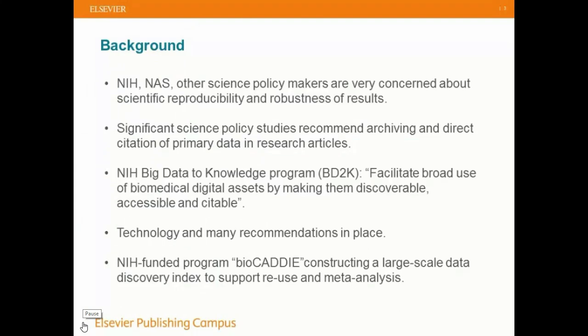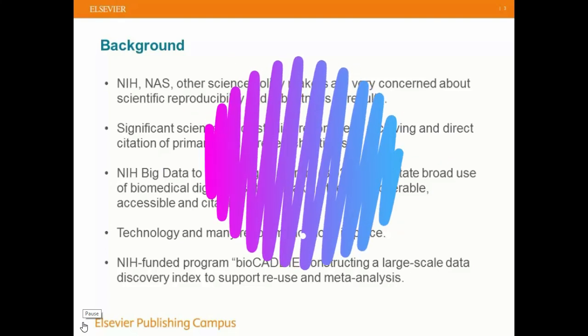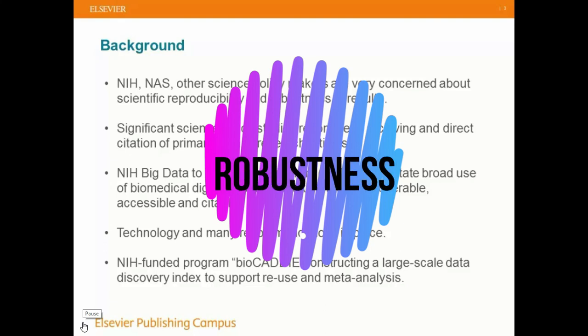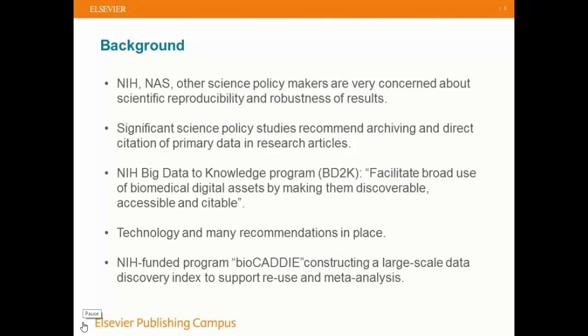NIH, the National Academy of Sciences in the U.S., and other science policymakers, not just in the U.S. but, for example, the Royal Society in Great Britain and comparable institutions in the Netherlands and so forth, have been very concerned over the recent period about scientific reproducibility and robustness of results. You may have heard these reflected in discussions about false positives in the literature, increasing rates of article retractions, big data and data reuse, and so forth. A number of significant science policy studies over the past, say, 5 years or so have recommended that primary data that forms the foundation of any published scientific findings be archived in a robust way and cited directly in the article.